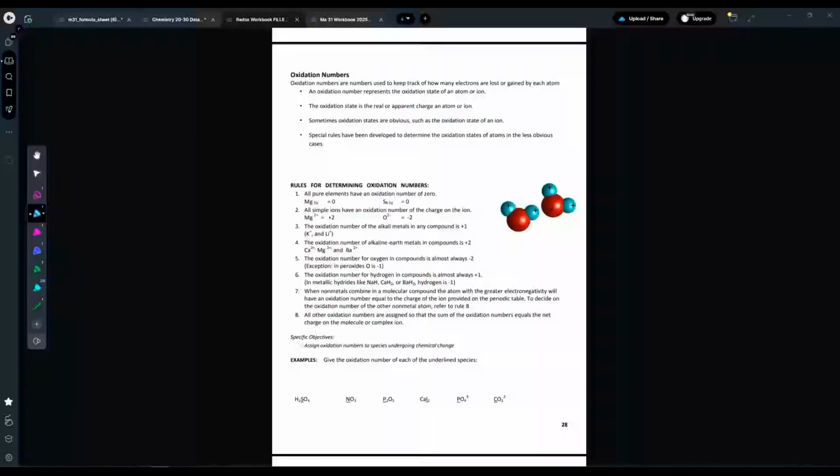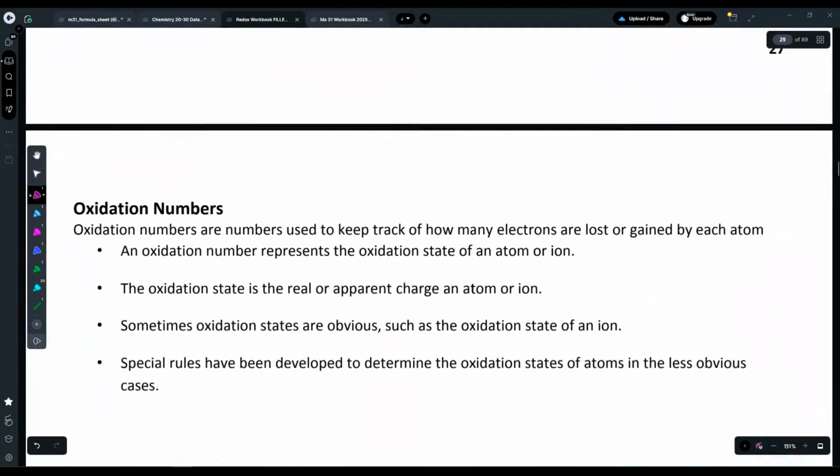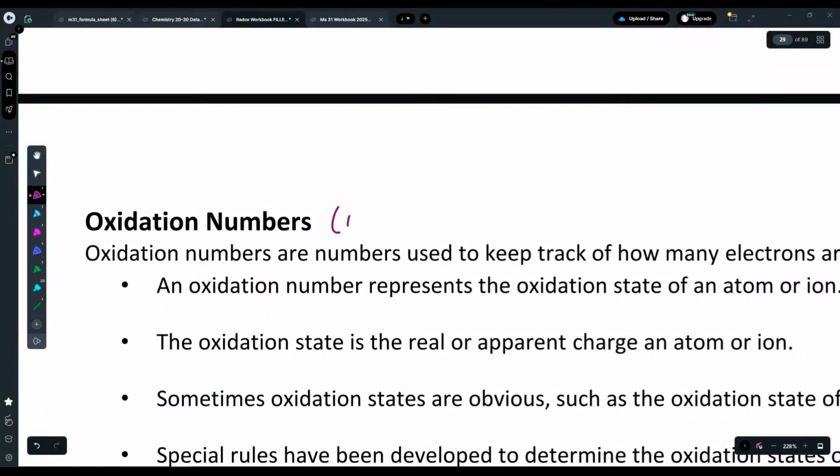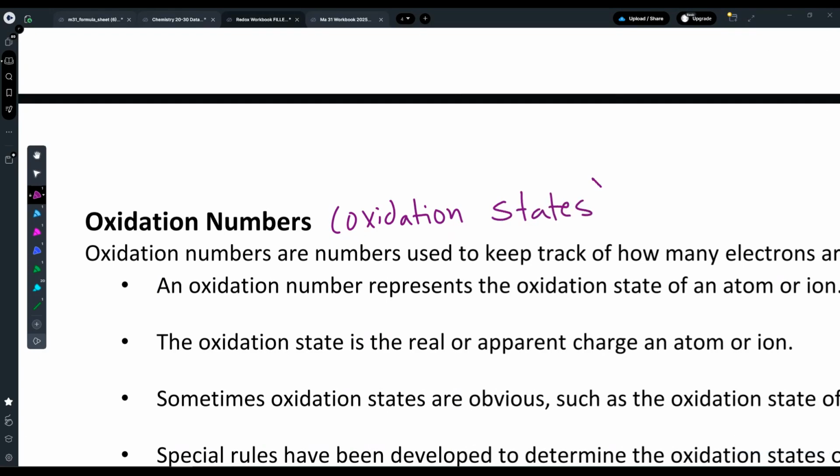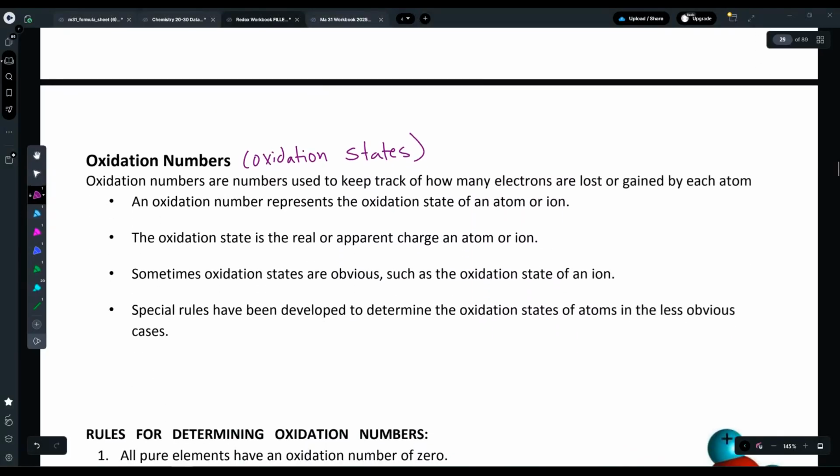In this video, we're going to learn about oxidation numbers, which can also be referred to as oxidation states. So oxidation numbers are numbers which are used to keep track of how many electrons are lost or gained by each atom. So you should know what oxidation numbers are.